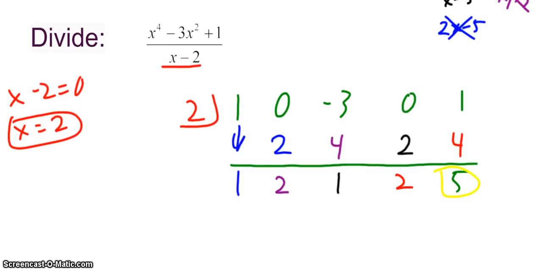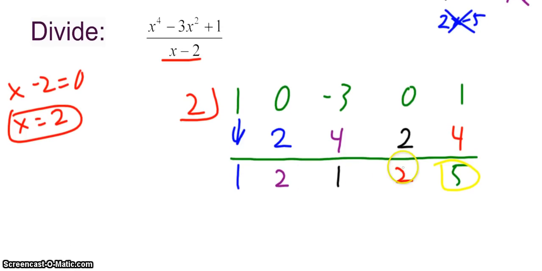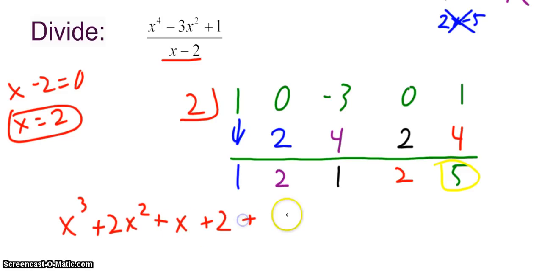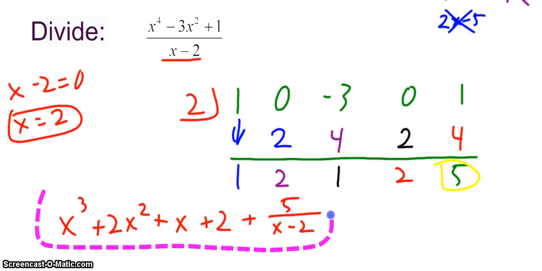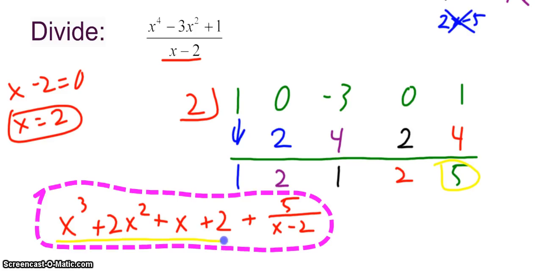So I'm going to take these coefficients and I'm going to write them as a polynomial. So I'll have x cubed plus 2x squared plus 1x plus 2 plus my remainder over my divisor. And that is my answer. So this part's the quotient, and then my remainder is 5.